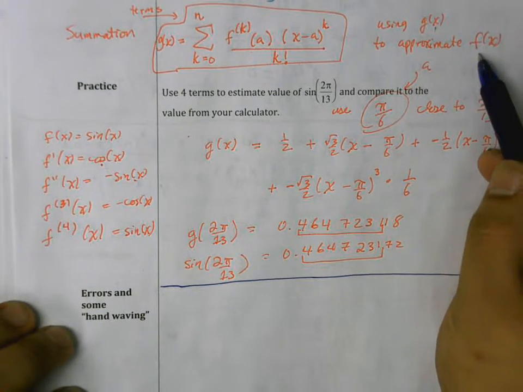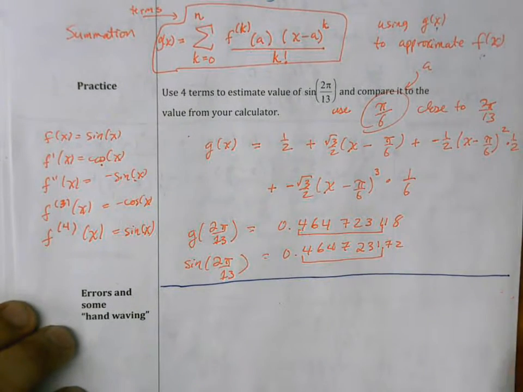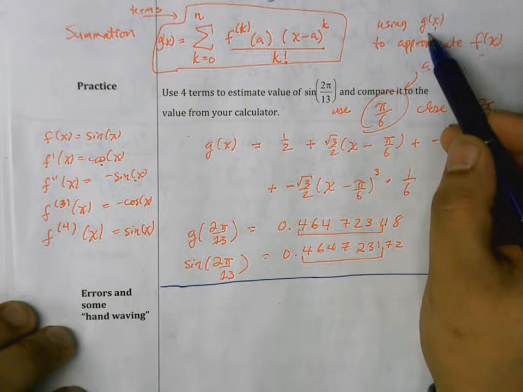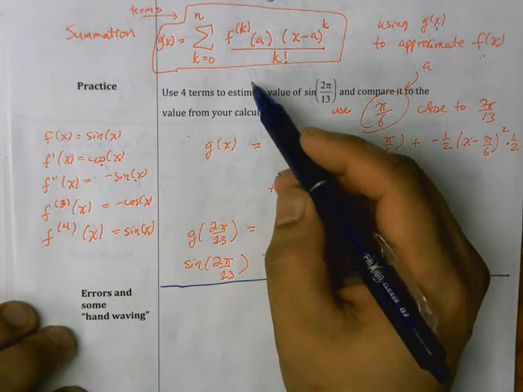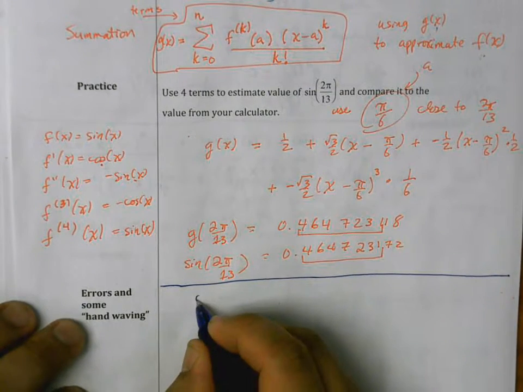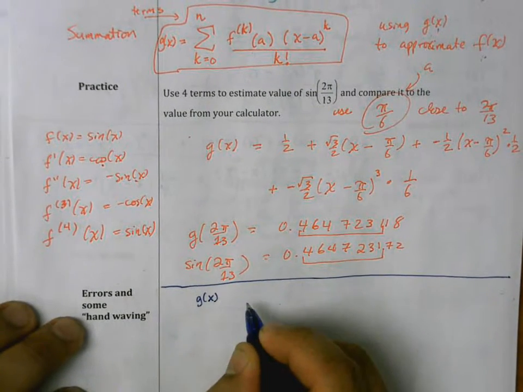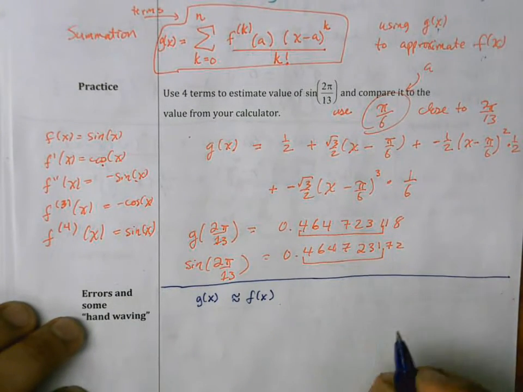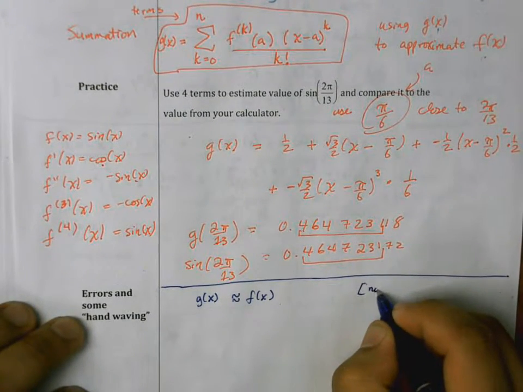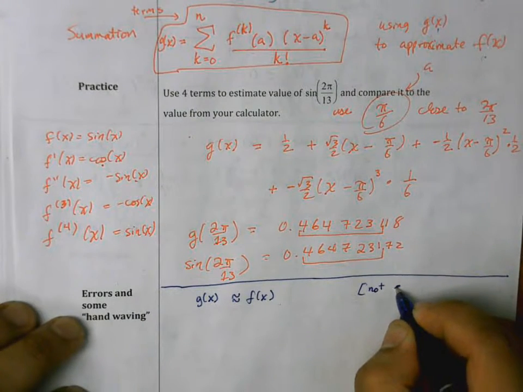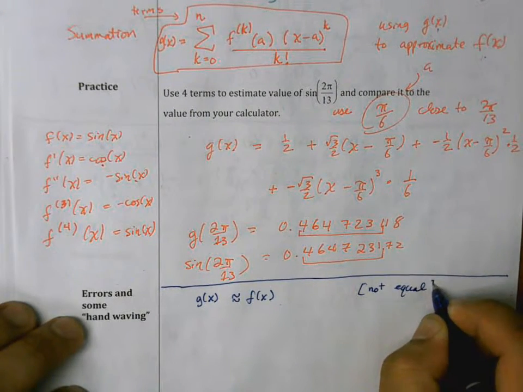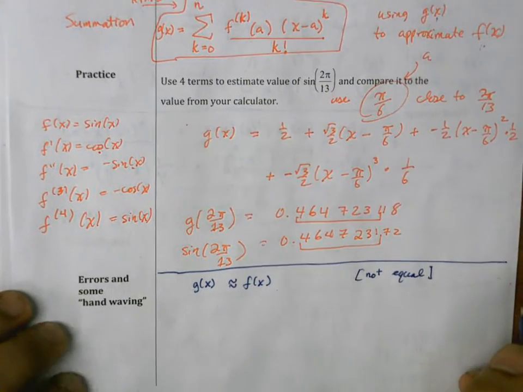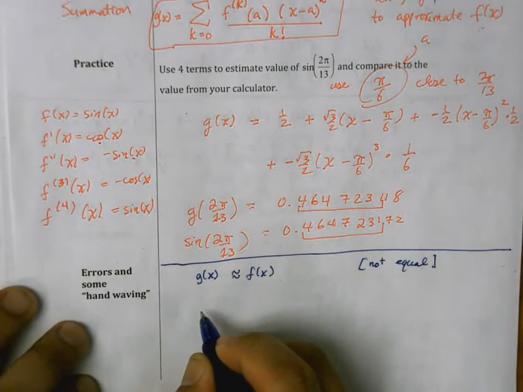You're given some function f, like the sine or the cosine or anything else, and you want to use a polynomial g in order to approximate it. But note that g and f are only close. They are not perfectly equal. This is still only an approximation.